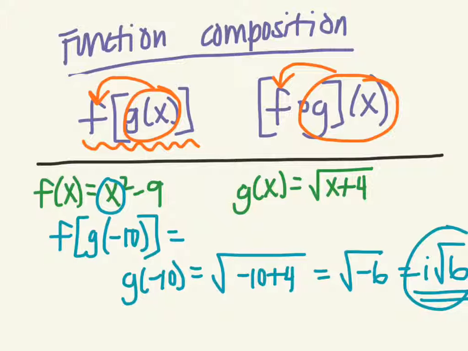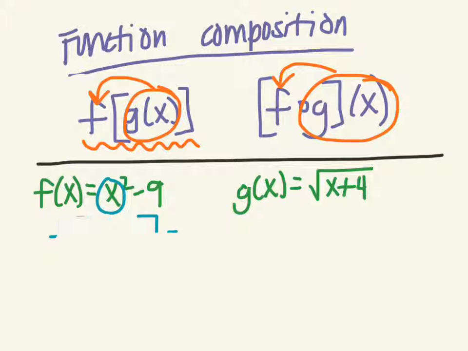The problem arises if you try to graph this. If I asked you to plot i radical 6 on a real number line, you wouldn't be able to do it because it's not a real number. It's an imaginary or complex number. So I bring this up because it's important to know that we have to state the domain of these functions. For the domain, you're going to look at the function that you're plugging in. In that last case, we were doing f of g of x, so we were taking g of x first, finding a value, and then plugging it into f.